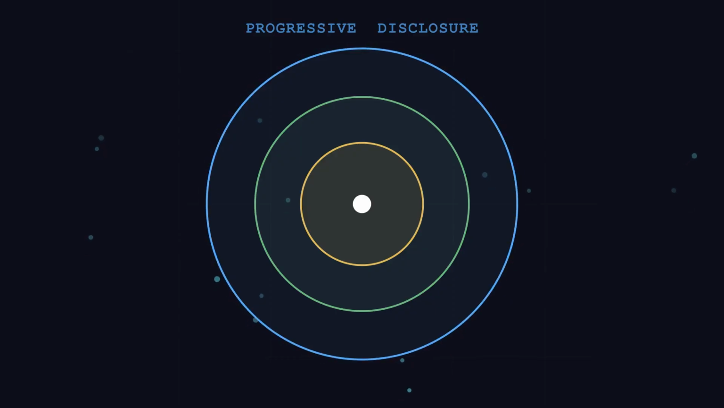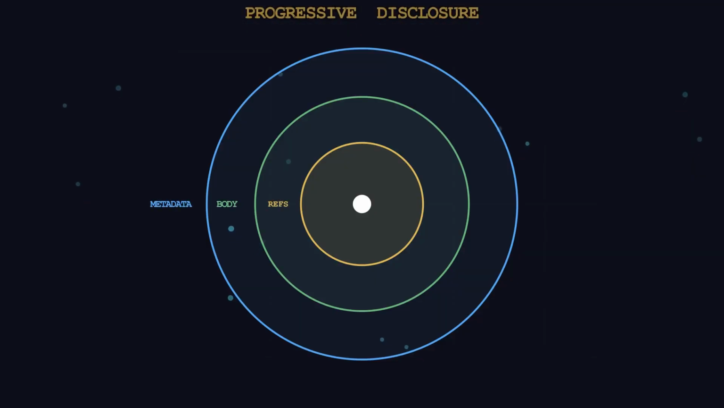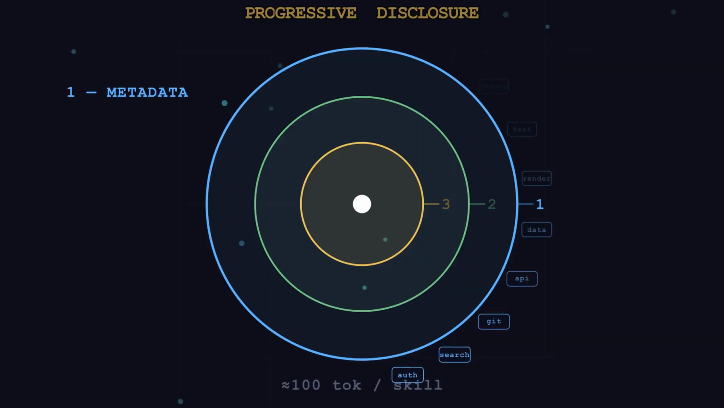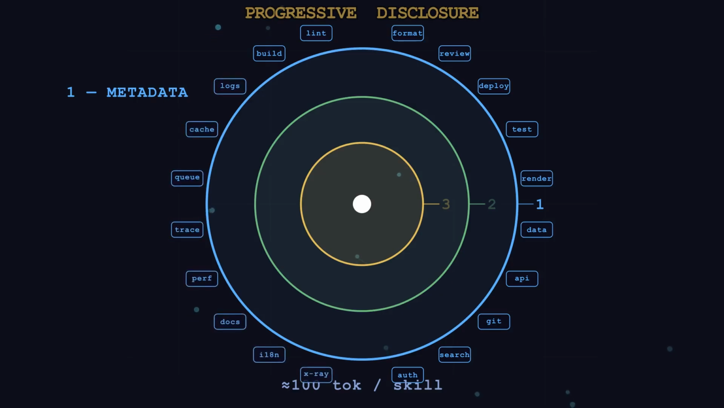Once the agent decides to fire a skill, the second mechanism kicks in. It's called progressive disclosure, and it's how the spec stays cheap as your library grows. There are 3 loading layers. Watch them stack. Layer 1, metadata. The name and description for every skill, always loaded, around 100 tokens each. 20 skills cost you 2,000 tokens of overhead. That's the price of having them available.